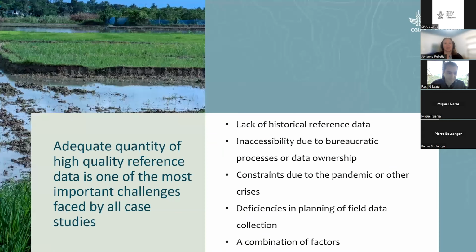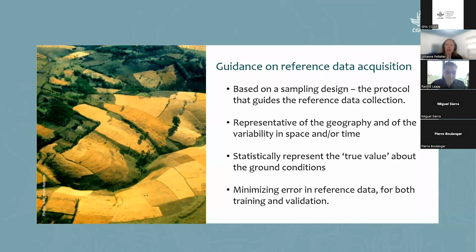Okay. So let me get on to it. It's been a major challenge. The challenges that people have faced in these projects are related to lack of historical data, inaccessibility, bureaucratic constraints, and deficiency in planning of field data and other factors. So it's the most challenging thing for most projects.